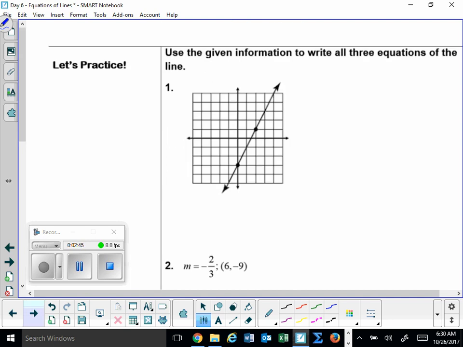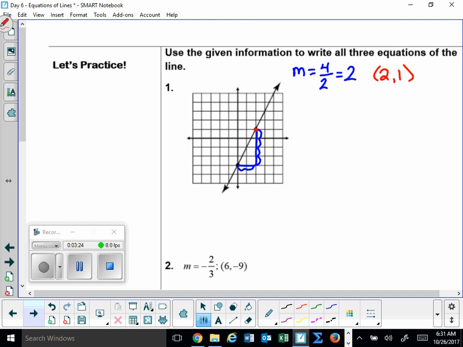Okay, so let's take a look. We're going to write all three equations of the lines for each of these examples. The very first thing I need is slope. Slope is required for all of these. Let's see here. My rise is 1, 2, 3, 4. My run is 2. This is a positive slope, and it simplifies to 2. I also need a point. Either one of these points is fine. I'm going to choose this one, 2, 1.